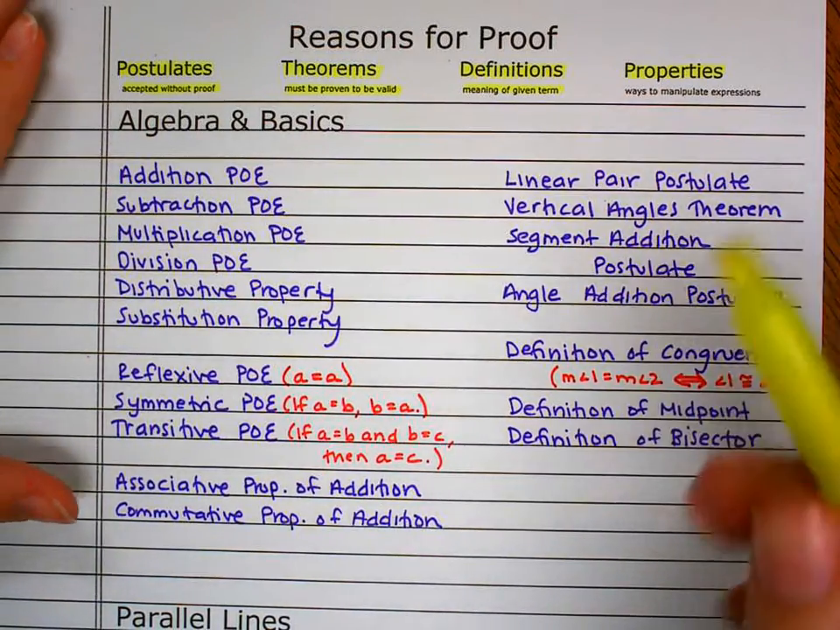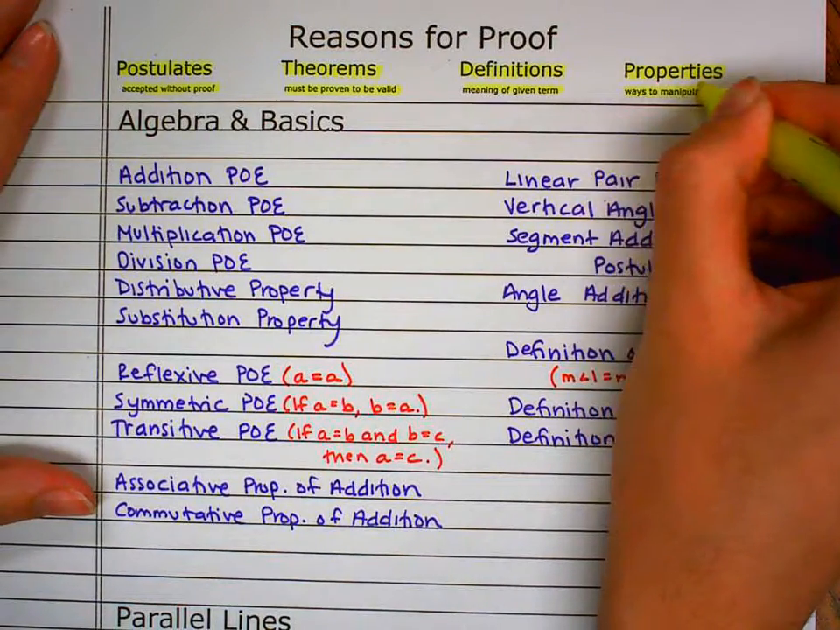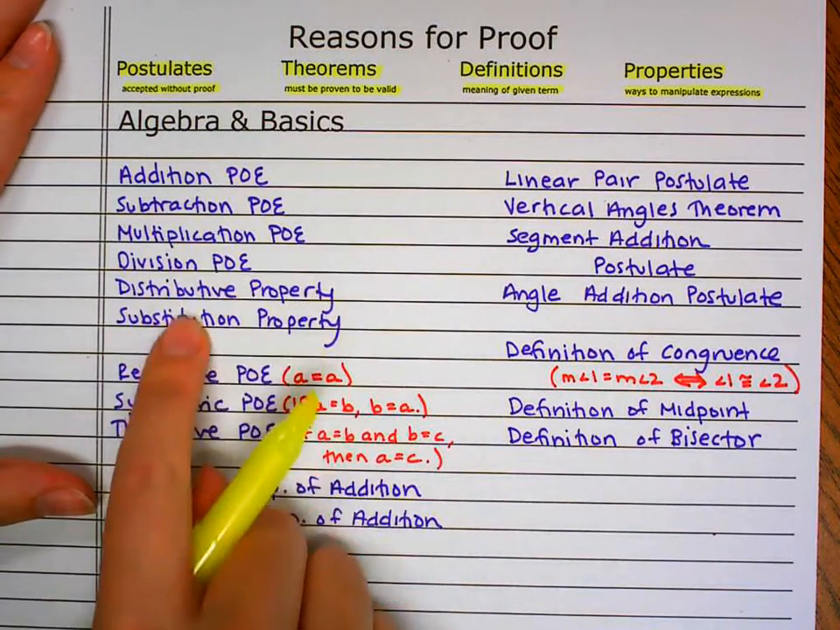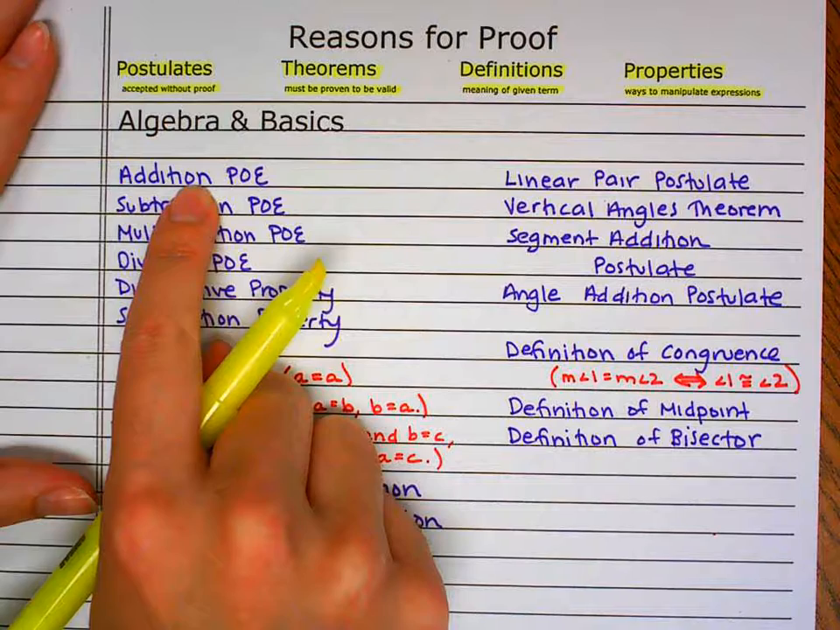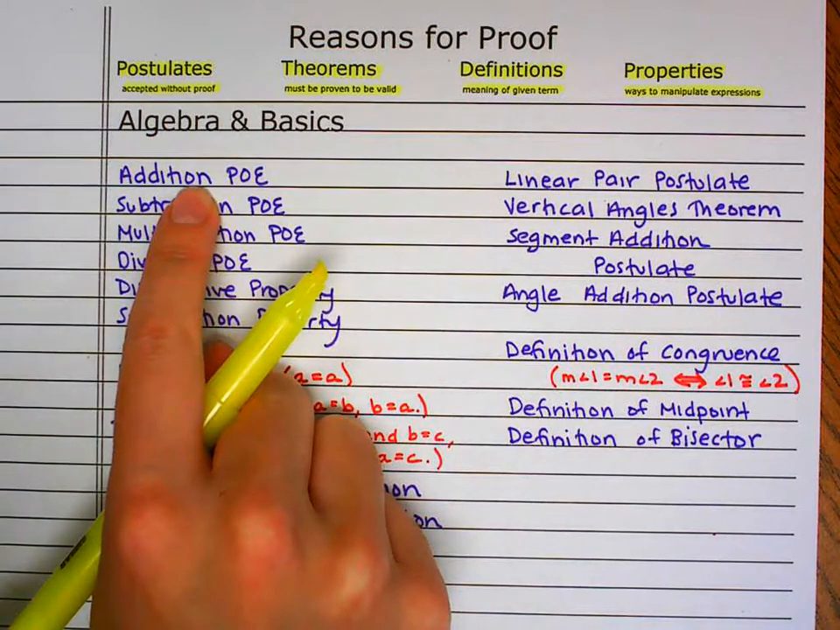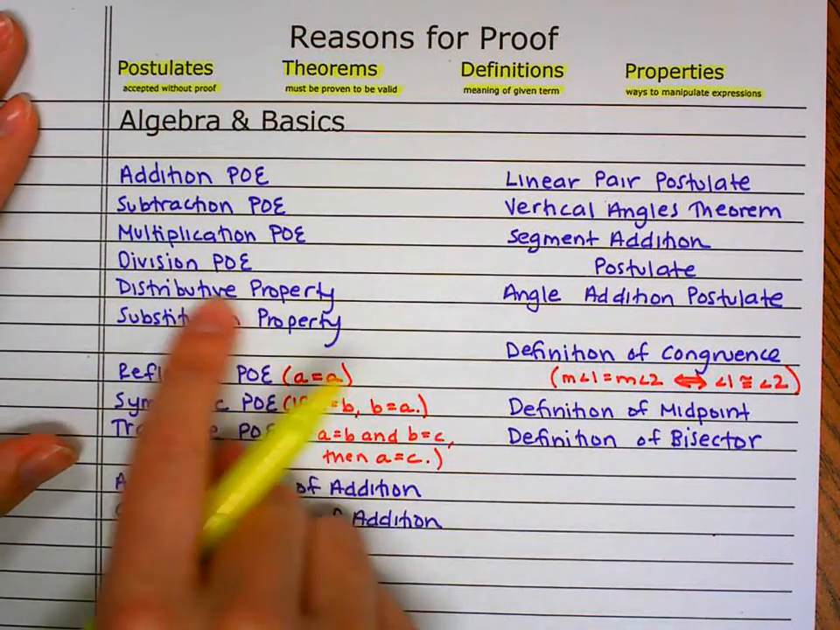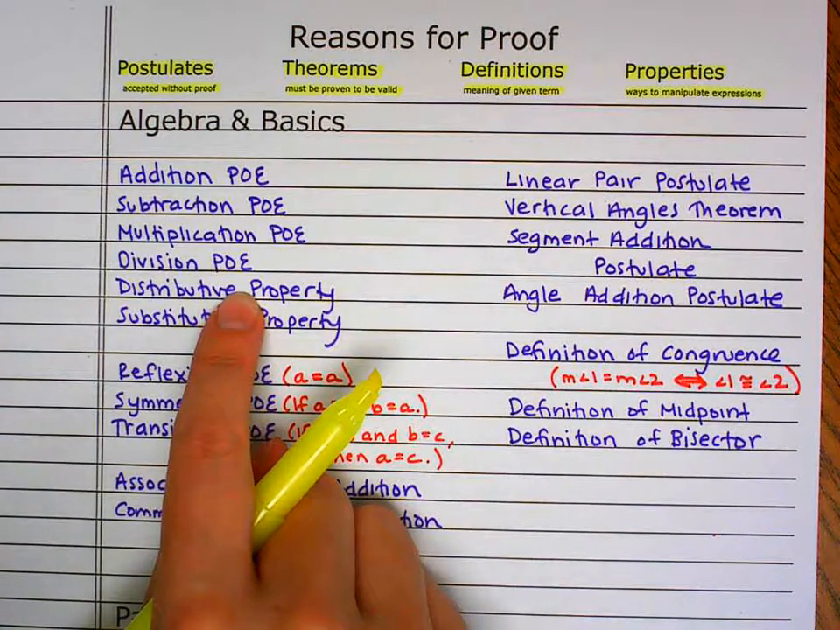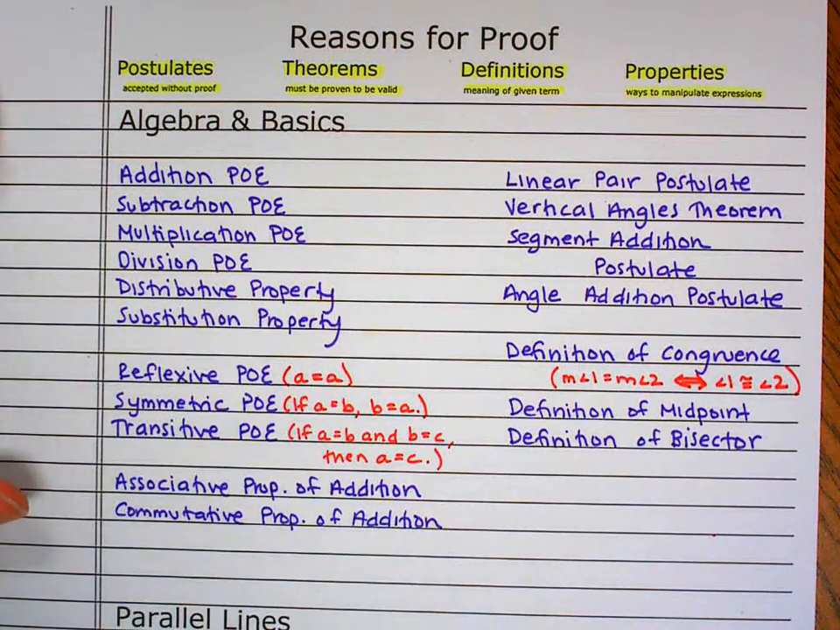Properties are ways normally to manipulate expressions. So for instance, we've been using a lot of these in our algebraic proofs. So like the addition property of equality allows us to manipulate expressions by adding something to both sides of an equal sign. The distributive property allows me to manipulate a number in front of parentheses. We can distribute it to all the values on the inside. So those are the 4 types of things that we're going to use for our proofs in geometry.